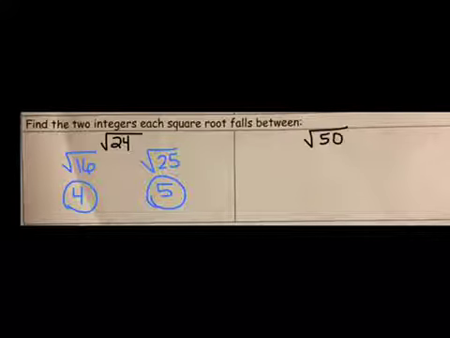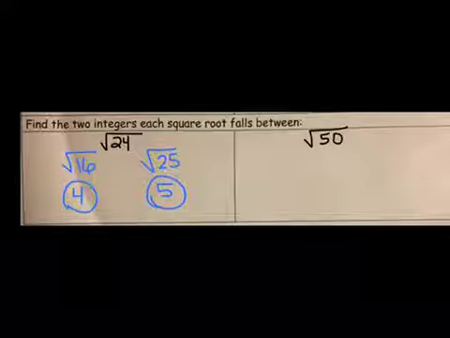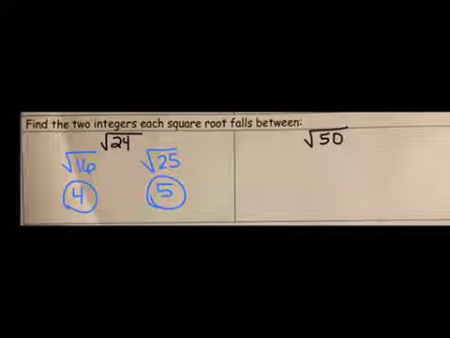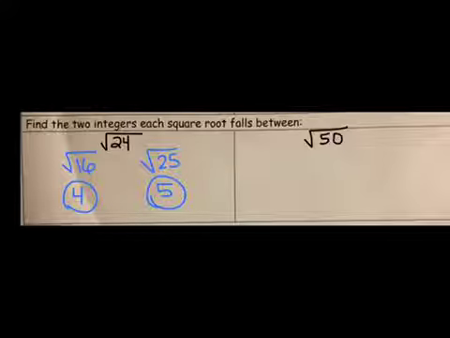And the reason we can just work with positive numbers here is because the problem gave us the positive square root. So we can forget about the negatives because there's no negative in front of the square root. Alright, same with this next one, square root of 50. I want you to try it on your own and then check your answer.